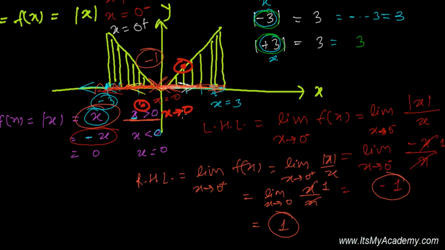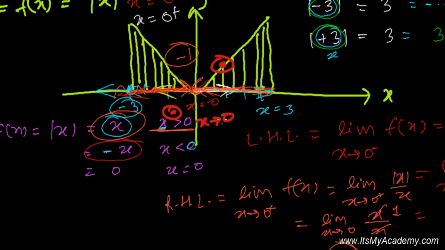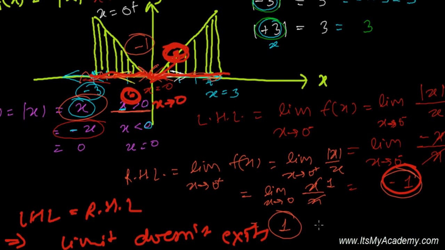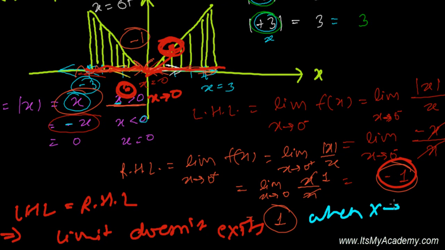When x is approaching 0, meaning when x is almost equal to 0, the function is having plus 1 and minus 1. When we approach from the left hand side, we got minus 1, and when we approach from the right hand side, we got plus 1. So a single point cannot have two different values for a single function. That's why here left hand limit and right hand limit are not equal, resulting in the limit does not exist when x approaches 0.